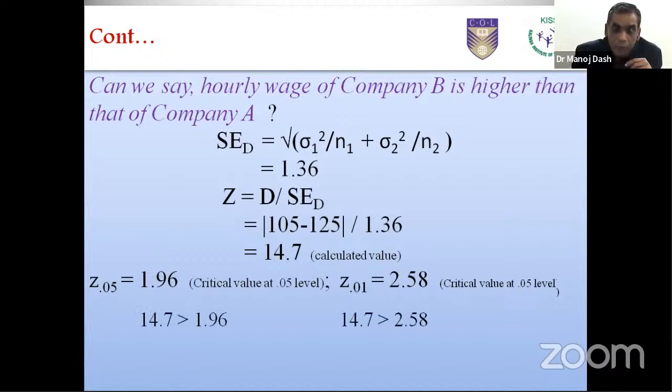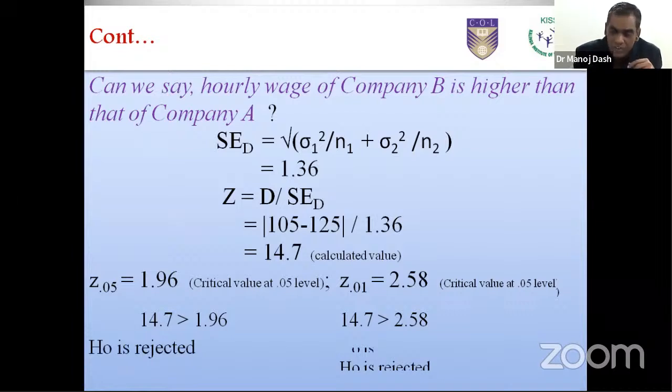Now, coming to the calculated value, at the 95% level of significance, 14.7 is much more than 1.96. That means the calculated value is greater than the critical value. At the 99% level of significance also, the calculated value is greater than the critical value. So whether we go to the 95% level of significance or the 99% confidence level, that is 0.01 level of significance, in both cases the calculated value is greater than the critical value. The null hypothesis is rejected in both cases.